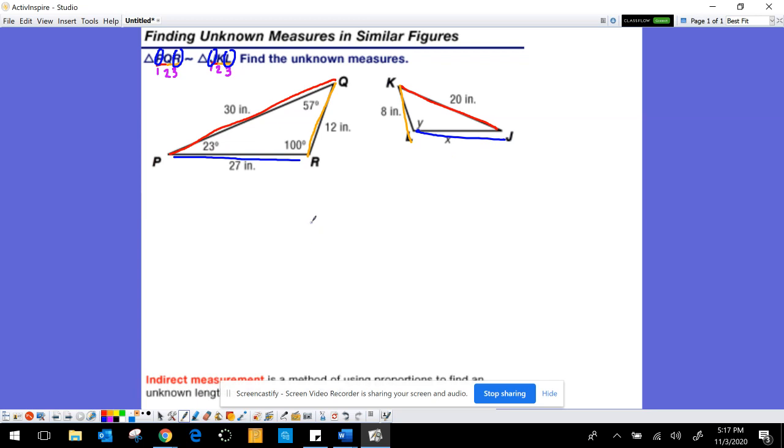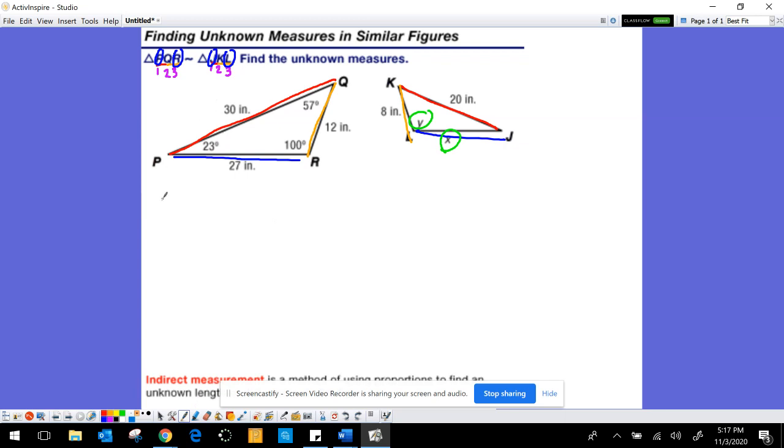Now we need to find the missing measures. So missing measures I have here are angle Y and side, and here X, which is side JL. So those are the missing sides. And we are going to use proportion to find X. So we'll solve for X first using proportions.